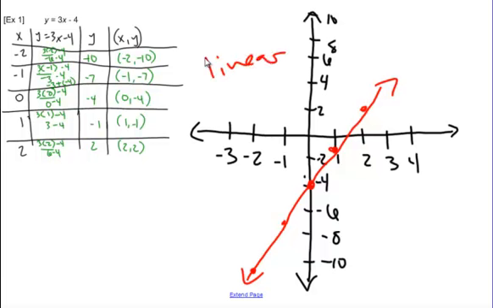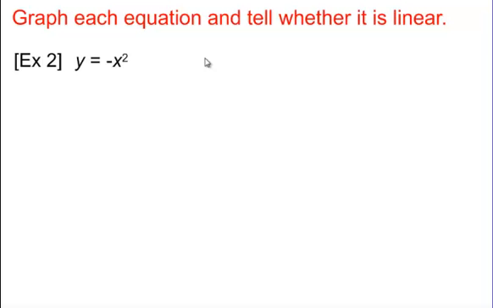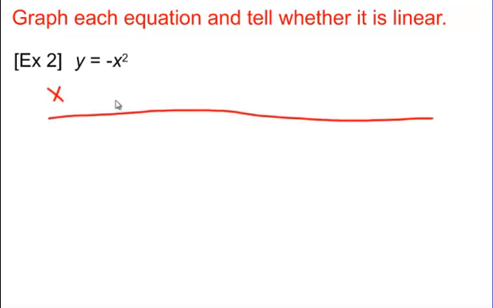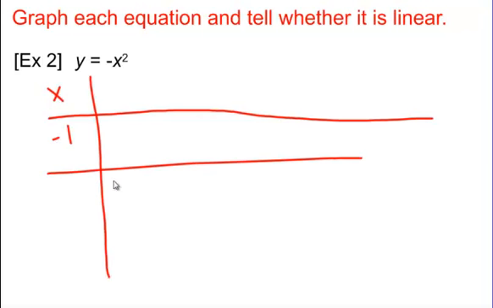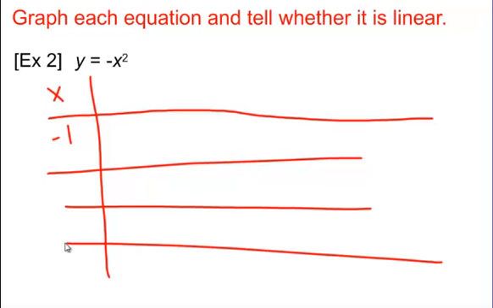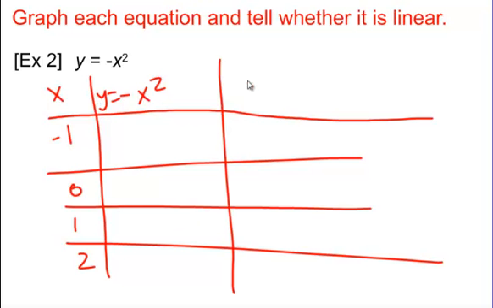All right, let's try the next one. Graph each equation and tell whether it's linear. So right off the bat, you should know. But let's do this. Let's make a table still. So -1, 0, 1, and 2. Let's just keep it 4. Y equals -x squared. Let's get a y and an x comma y.